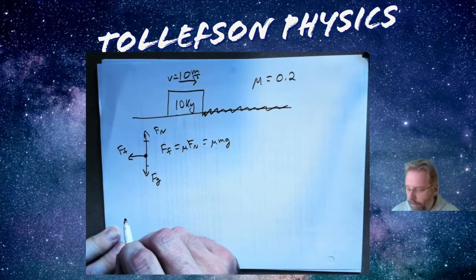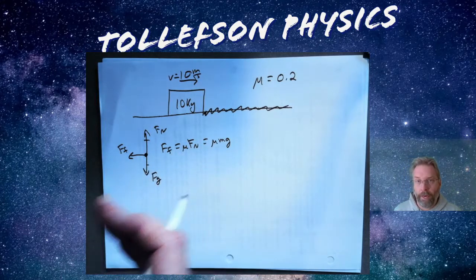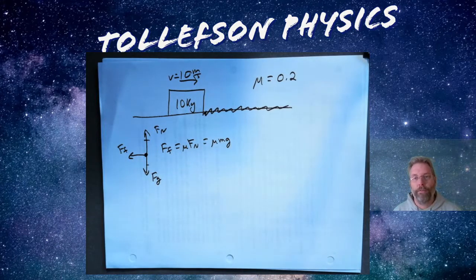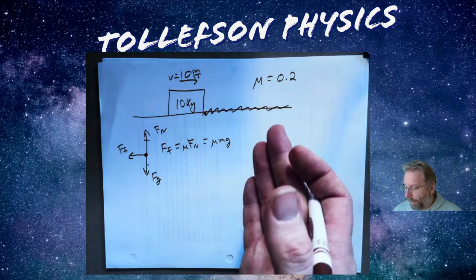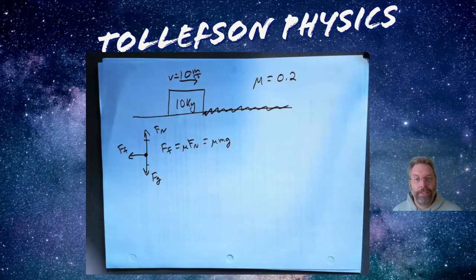Why did I do all that? So I could use Newton's second law to figure out how long this is going to take to stop. So let's figure out how long this takes to stop. I could use Newton's second law, figure out the acceleration, then use the kinematics equation to figure that out. But in this case, I'm going to use momentum.